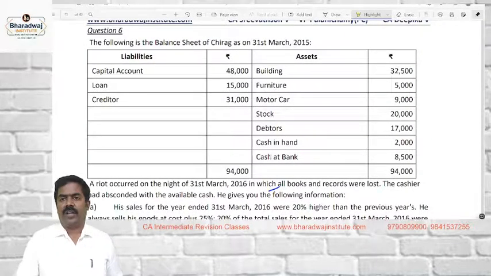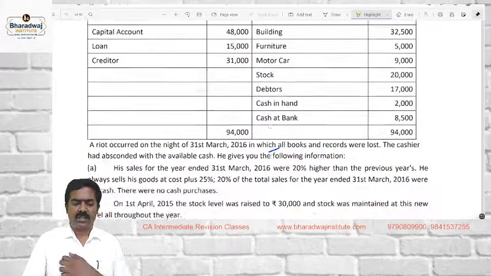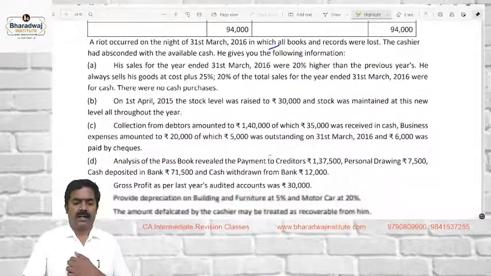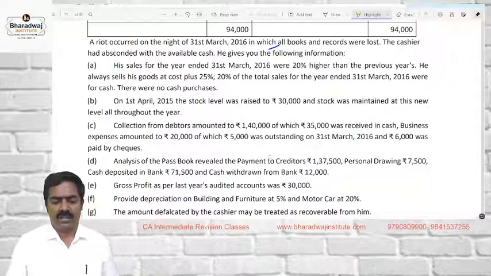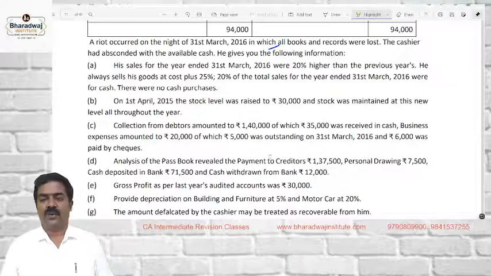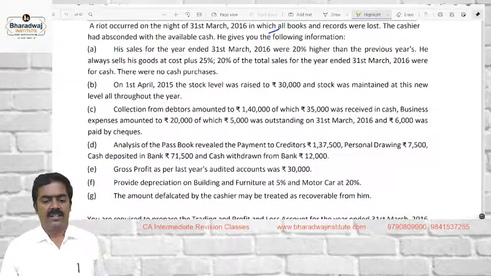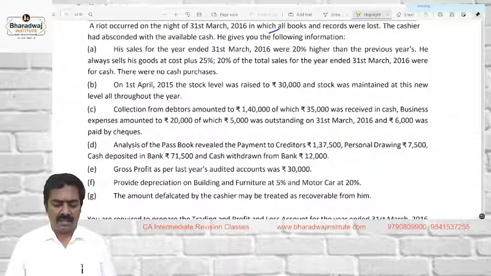We are given capital account. Okay, opening statement of affairs is given to us. Very good. A riot occurred in the night of 31st March 2016, in which all books and records were lost. Cashier has absconded with available cash. He gives you the following information. His sales for the year ending 31st March 2016 were 20% higher than the previous year. So last year sales plus 20%. Like that we have to consider.